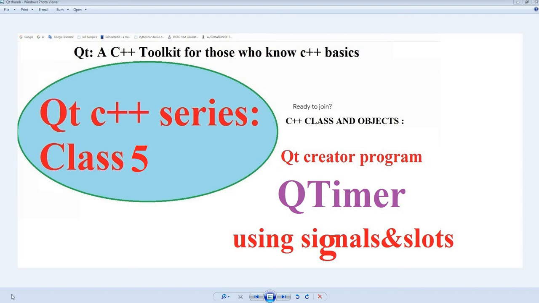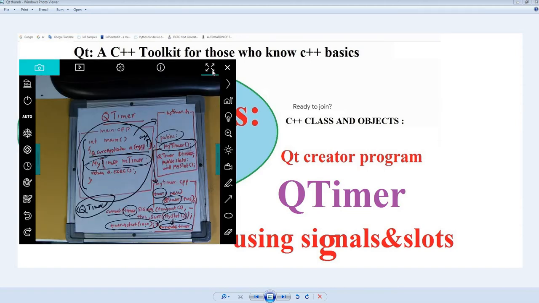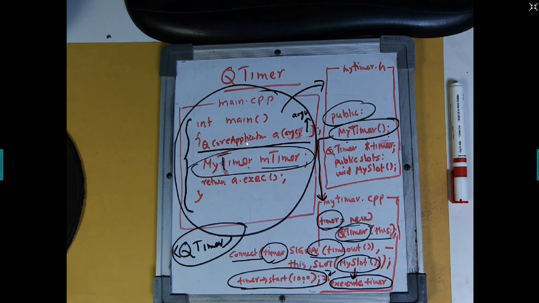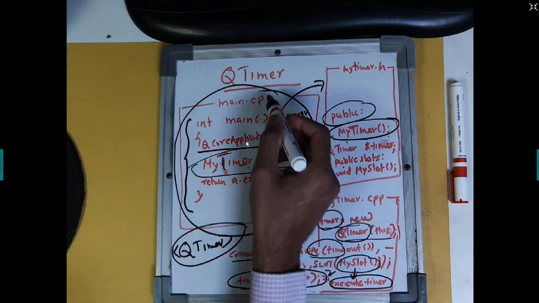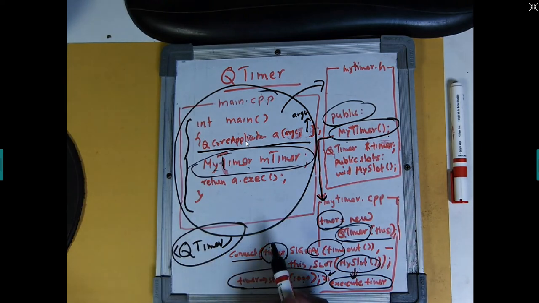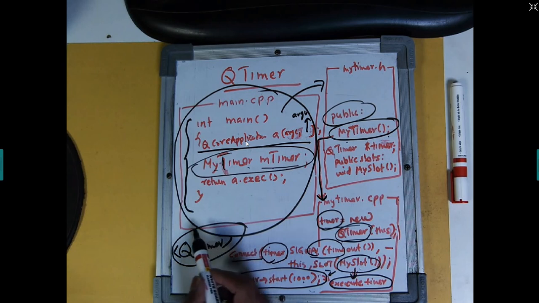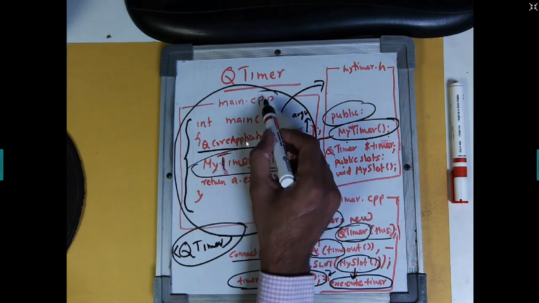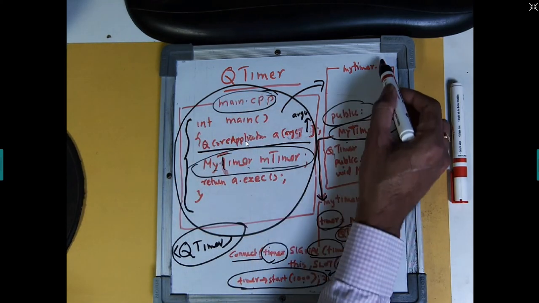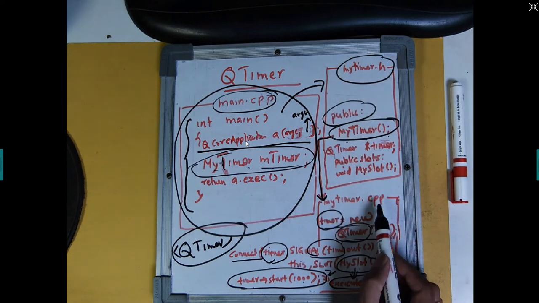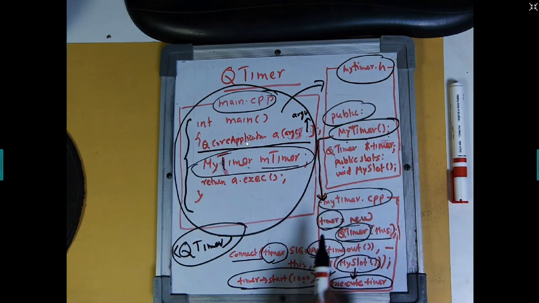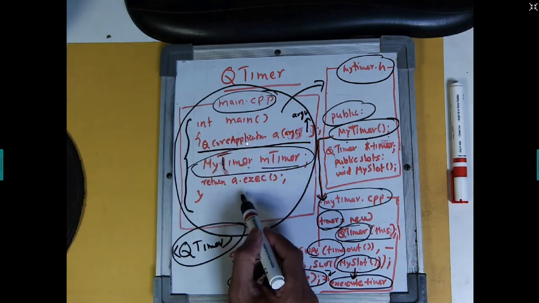Today's video is going to be a new topic called QTimer. This is very much used in Qt programming. As you can see on the whiteboard, the way you create a QTimer in a Qt program using Qt Creator is that you will have a main.cpp, a mytimer.h, and a mytimer.cpp. As I explained earlier, the main program is here only.